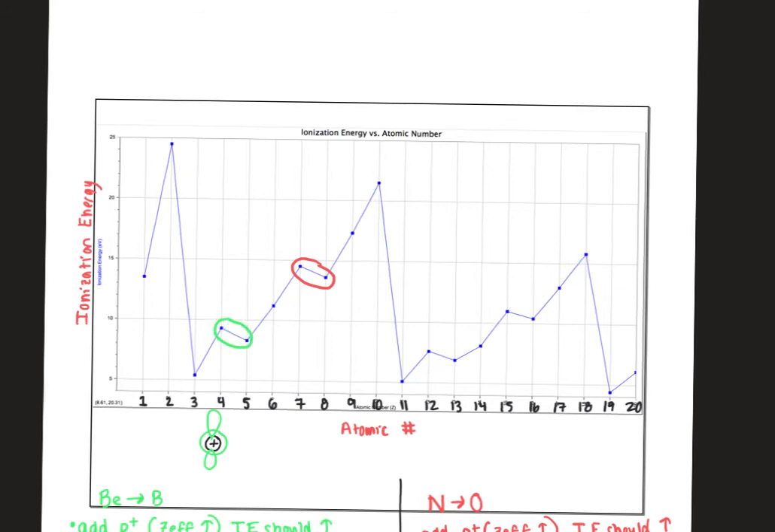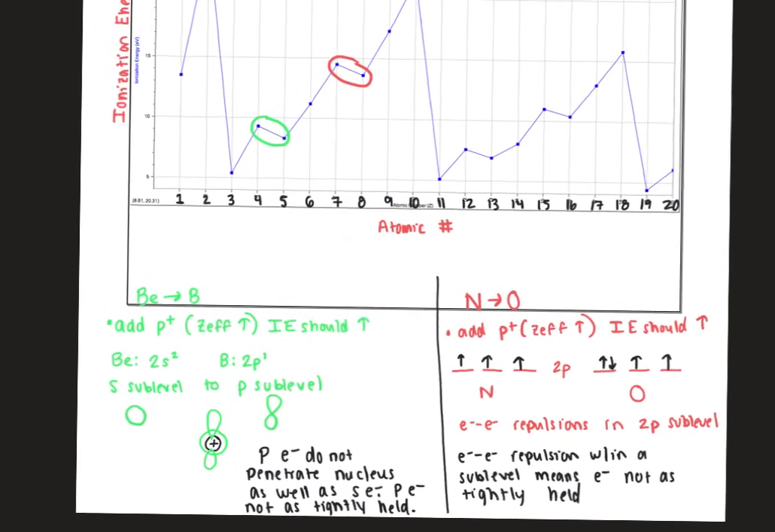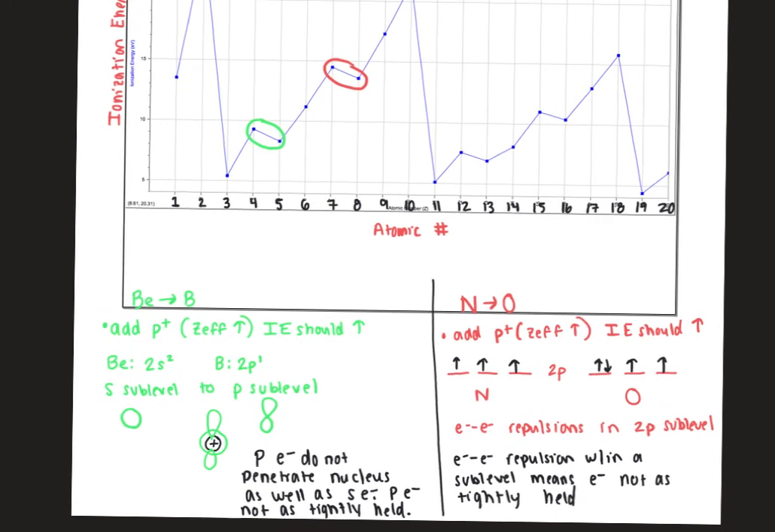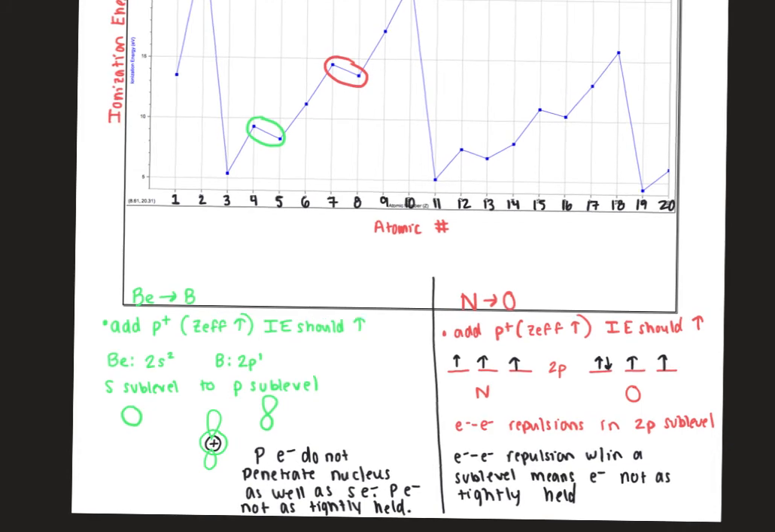Let's look at this green exception here, going from 4 to 5. Atomic number 4 is beryllium, and atomic number 5 is boron. So we would expect that when we add the protons, we would be increasing our Zeff. So ionization energy, the energy needed to remove an electron, should go up because there's more attraction. Let's look. Beryllium's outermost electrons are in the s sublevel, 2s2, and boron's are 2p1.